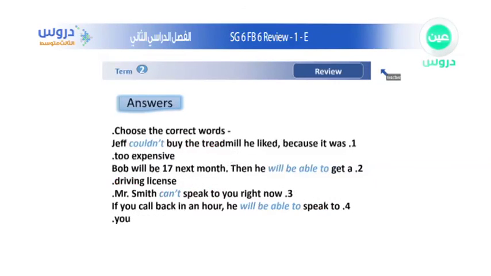So let's move to the next slide. Choose the correct word. Jeff couldn't buy the treadmill he liked because it was too expensive. Bob will be 17 next month. Then he will be able to get a driving license. Mr. Smith can't speak to you right now. If you call back in an hour, he will be able to speak to you. Good job, guys.